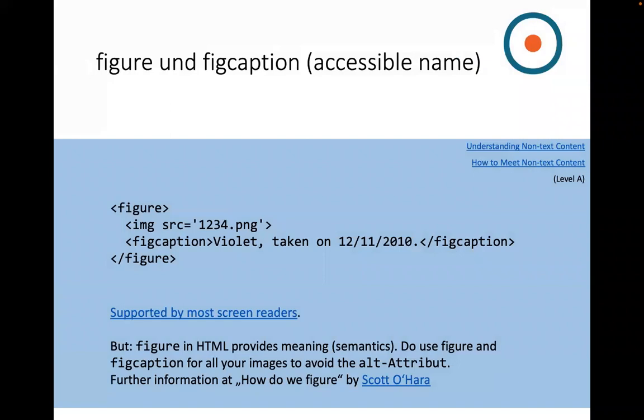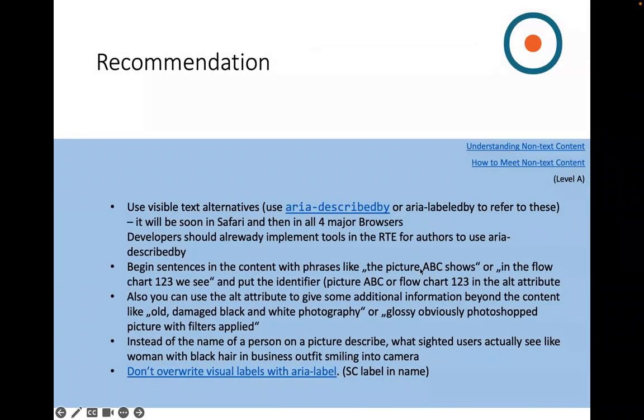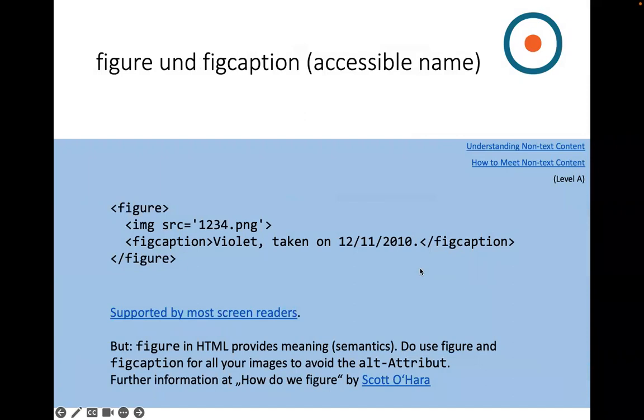Another way to combine text and images is using the figure element of HTML and combining it with a figcaption element. Figcaption is a caption. Oh, there is a mistake. The image source and the alt attribute also must always be there. I hope that you're not doing what I've done here. Always use the alt attribute.